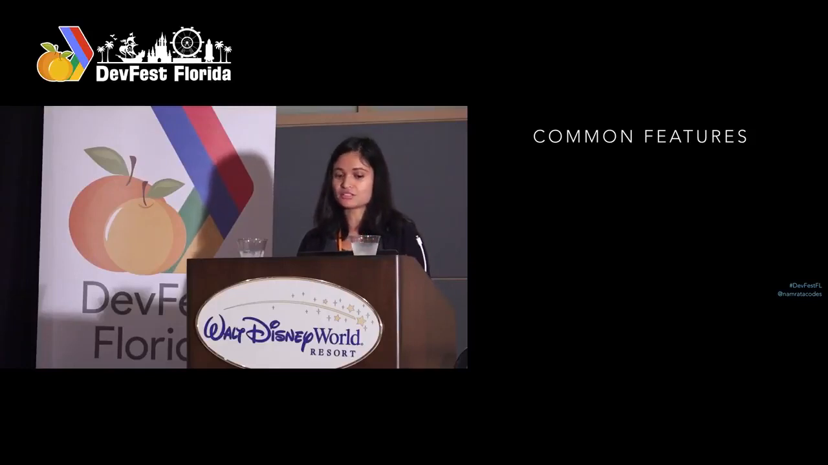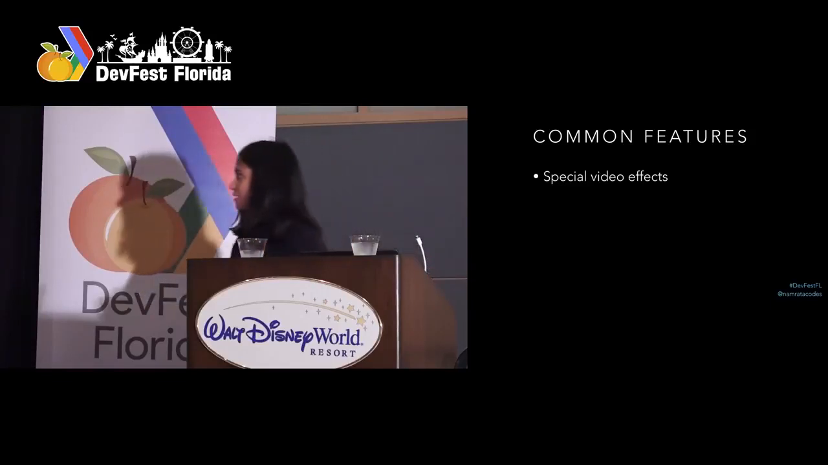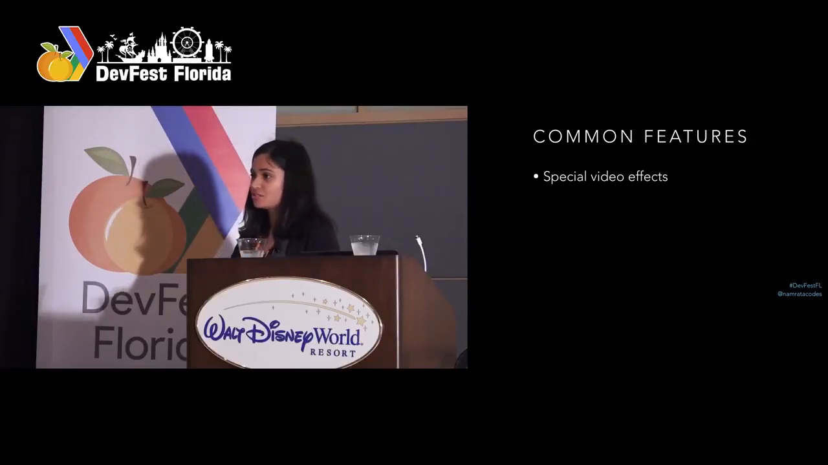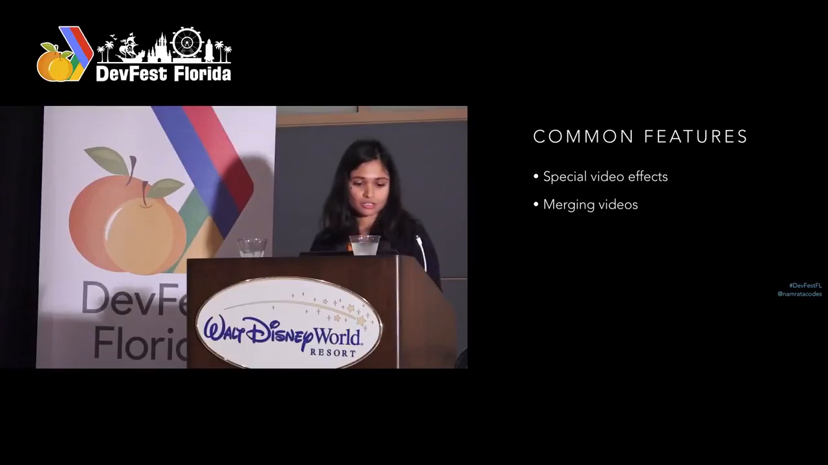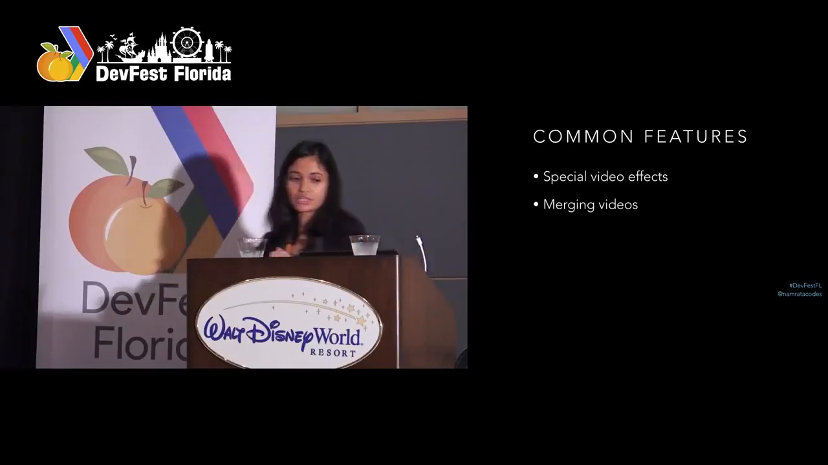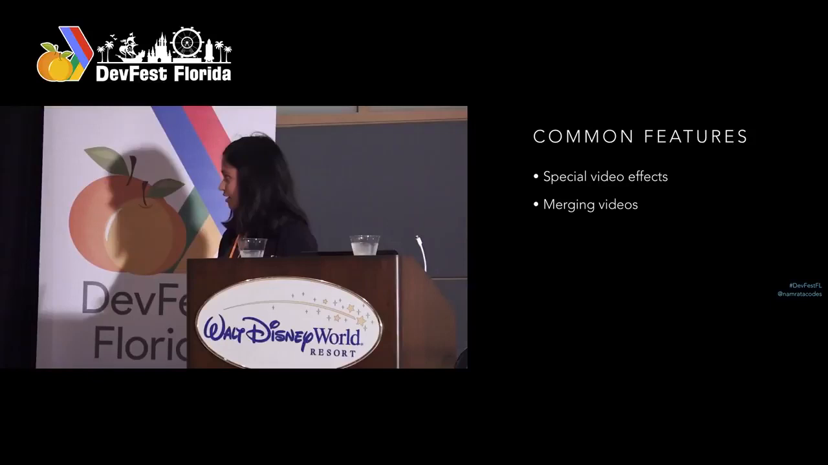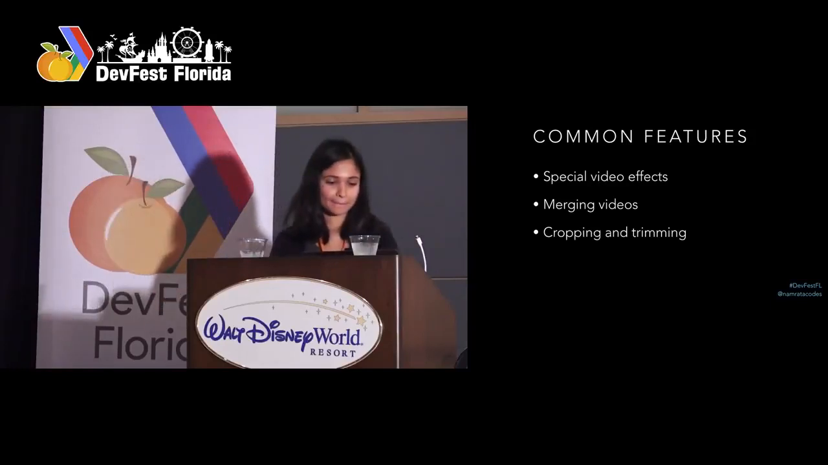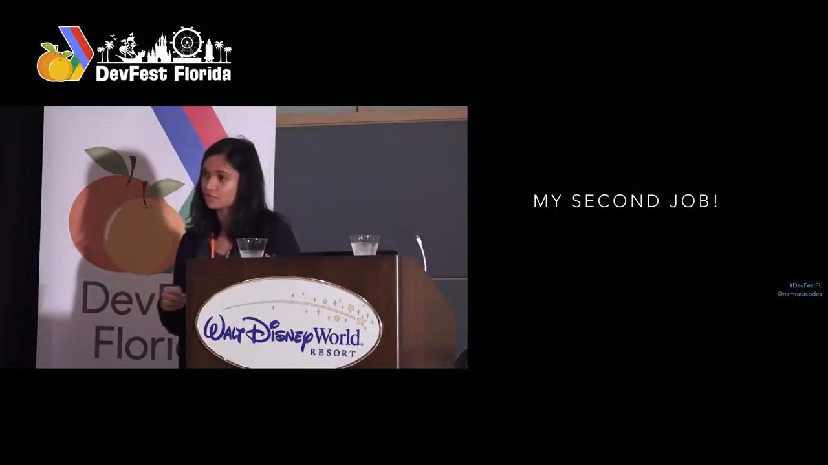What are some of the common features in these apps with respect to video processing? Instagram lets you add special video effects, which includes watermarking the video with text or images, as well as applying different filters to the video so you can make your video black and white. They also support merging multiple videos into one single file, and this is also known as concatenation. And some of them also support editing features like cropping the video in size or trimming the video in duration.